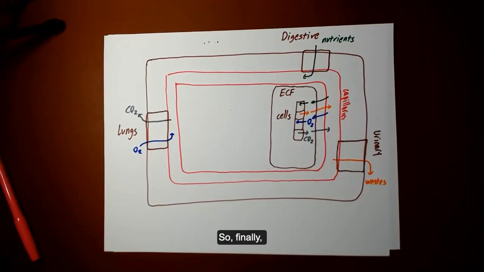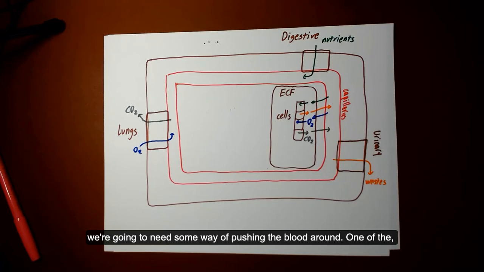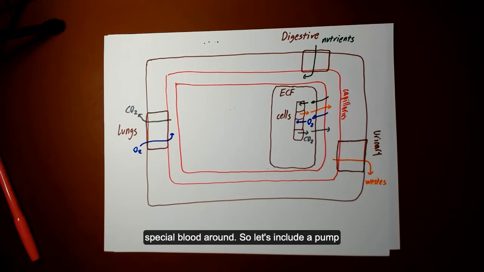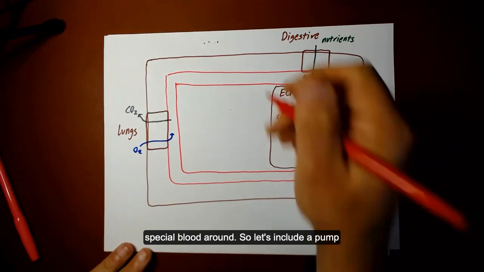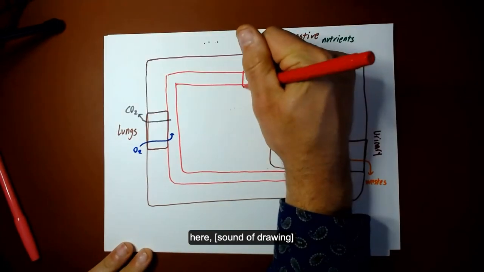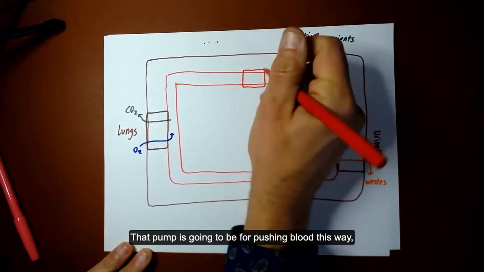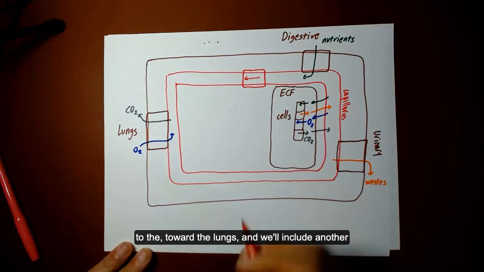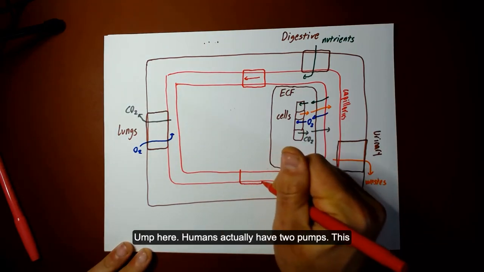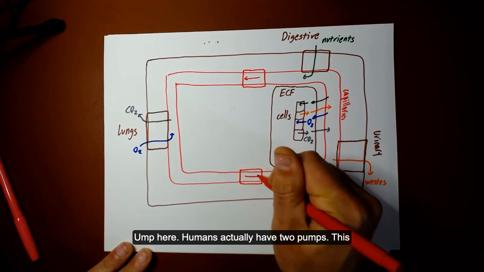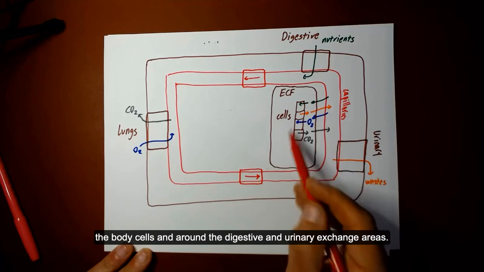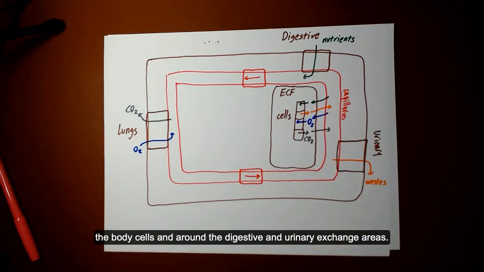So, finally, we're going to need some way of pushing the blood around. One of the issues with the closed circulatory system is that you need a fair amount of pressure to push this special blood around. So let's include a pump here. That pump is going to be for pushing blood this way toward the lungs. And we'll include another pump here. Humans actually have two pumps. This one is for pushing blood through this side of the system, around most of the body cells and around the digestive and urinary exchange areas.